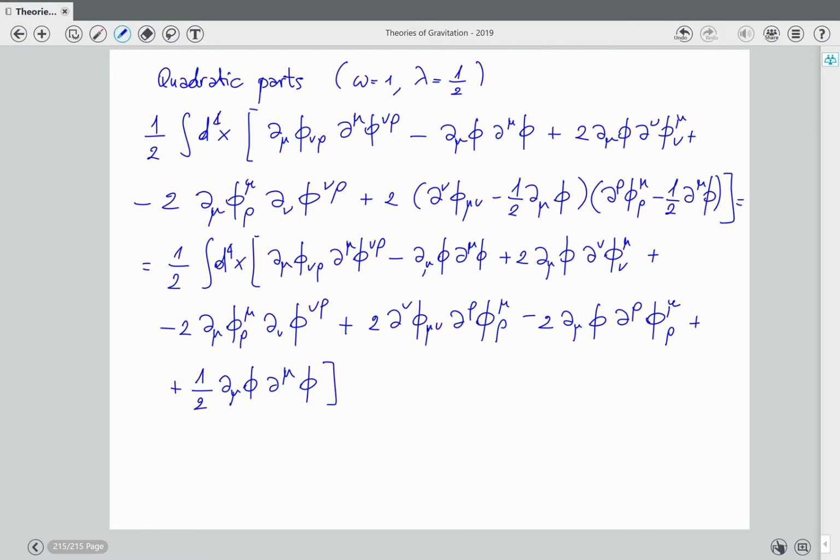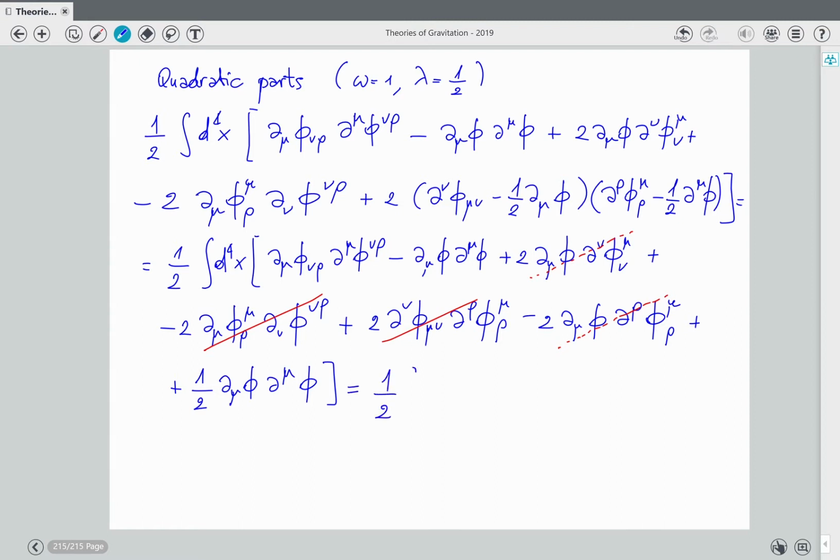Now, see that there are some simplifications because these two terms cancel out as well as those two. So these and these subtract each other as well as these two, and what you remain with are only terms where you have partial mu, which means boxes. That's very simple. This choice is the gravitational analog of what in QED you would call the Feynman gauge.